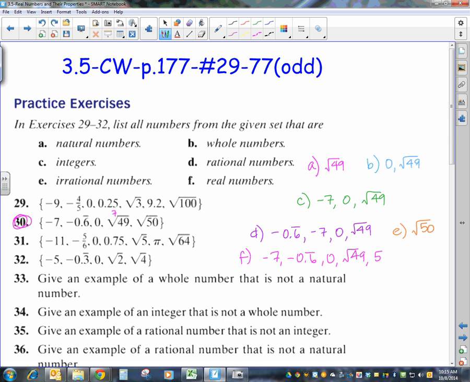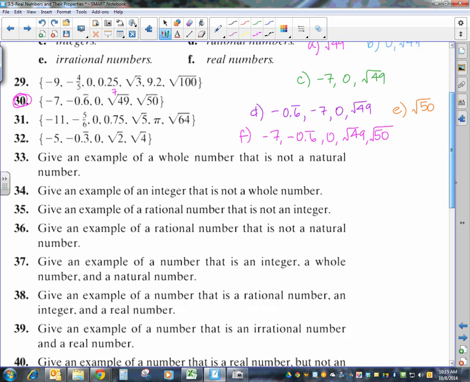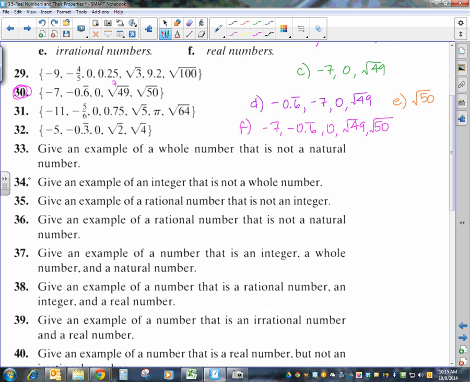So that's what you need to practice. Make sure you can see the difference in each of those. Okay? Give an example of an integer that is not a whole number. If it's an integer and not a whole number, that of course would be any negative number. So I'm just going to pick one and I'm going to go with -2. Any negative number will work.